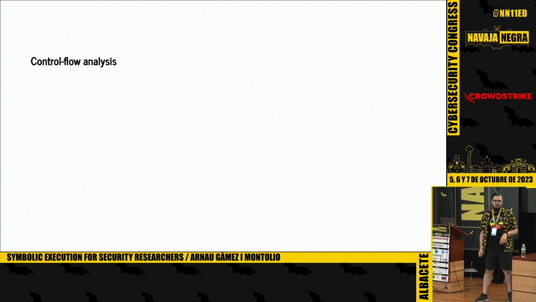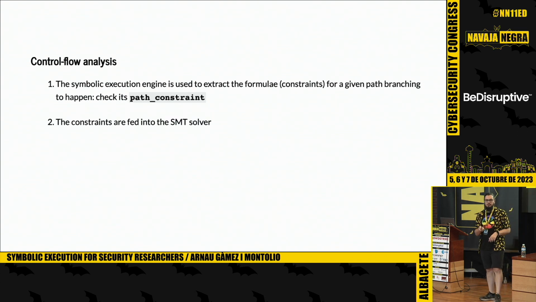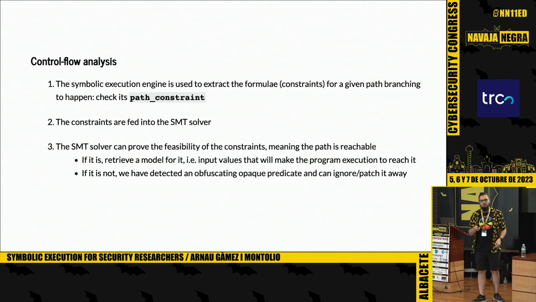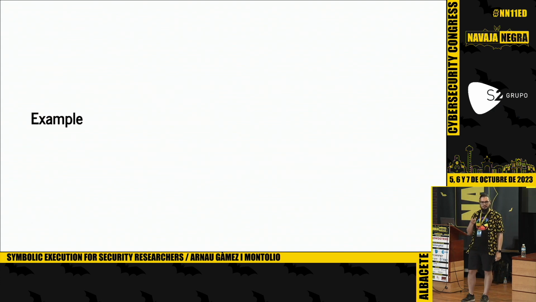Also for control flow analysis, we use symbolic execution to extract the formulas, the constraints, the conditions that have to be satisfied to end up at some point in the code. This is encoded in the path constraint structure. We feed that into the SMT solver, which is a way of asking, hey, what are some inputs that will make us arrive at a point in the code that we are interested in? Okay? The SMT solver can essentially tell us, yes, you can arrive here, and here is some input to arrive there. And detect a few things that we will talk about in a second.